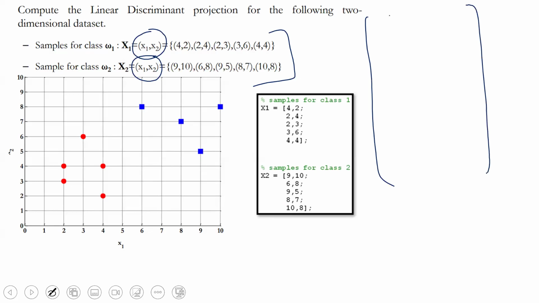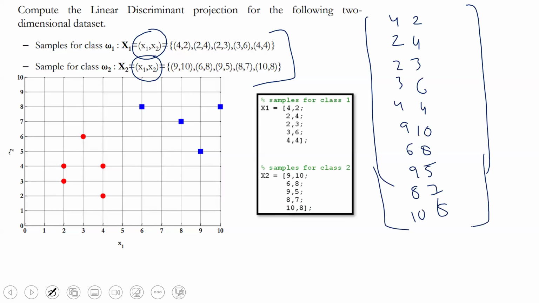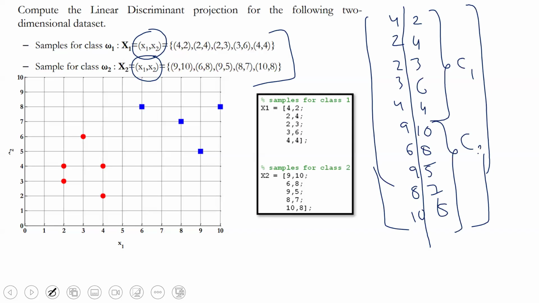It looks like a simple matrix: 4 2, 2 4, 2 3, 3 6, 4 4, 9 10, 6 8, 9 5, 8 7, 10 8. Okay, so this is the matrix that is given to us. So this would be the complete matrix. Out of this complete matrix, this falls to be class 1 and this falls to be class 2.